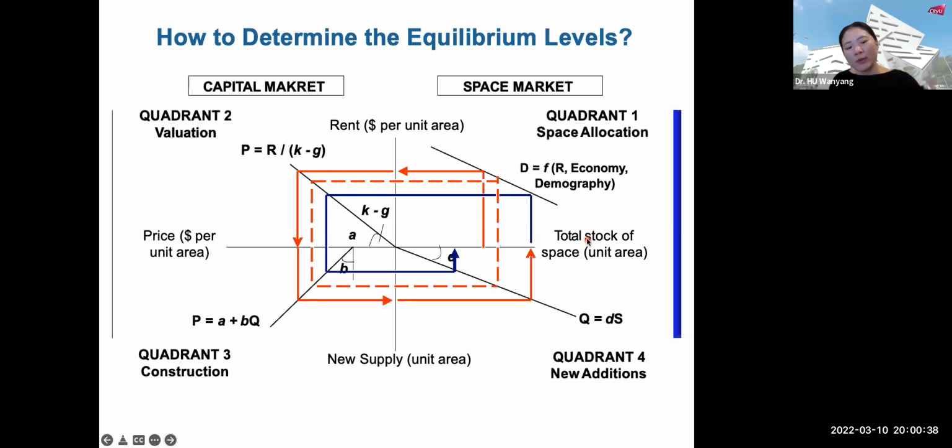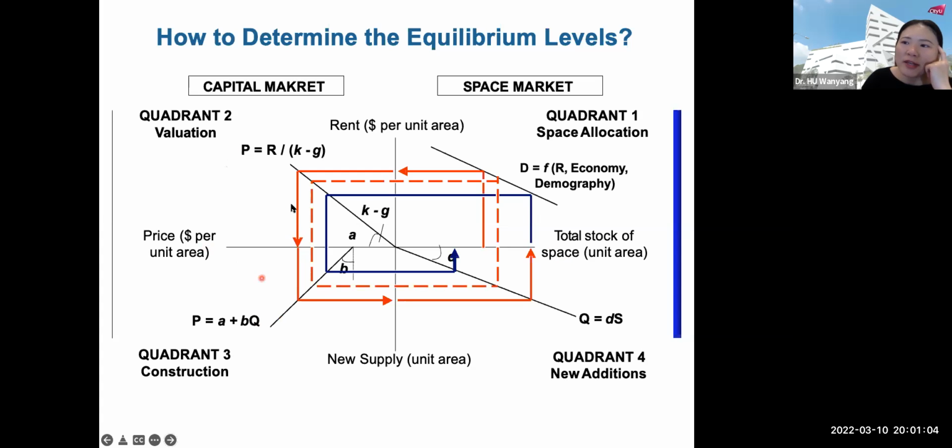But now we change the direction. So now we have a Q. Sorry, in this case, I think we use a Q, not C. Q equals D multiply S. This is just the C in our previous graph. So this is the space market. The horizontal axis is the space.